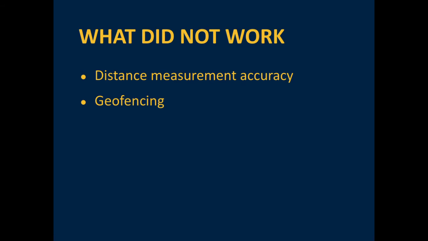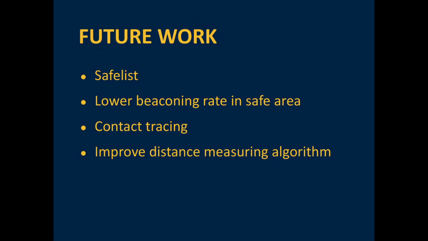Next, let's go over what did not work as expected. Our distance measuring algorithm was not accurate enough to be within the plus or minus 10 centimeter error radius that was stated in our initial proposal. Also, the geofencing functionality was not very accurate in detecting location changes, since Google's location APIs limited our ability to determine the user's location while the power saving mode was enabled.